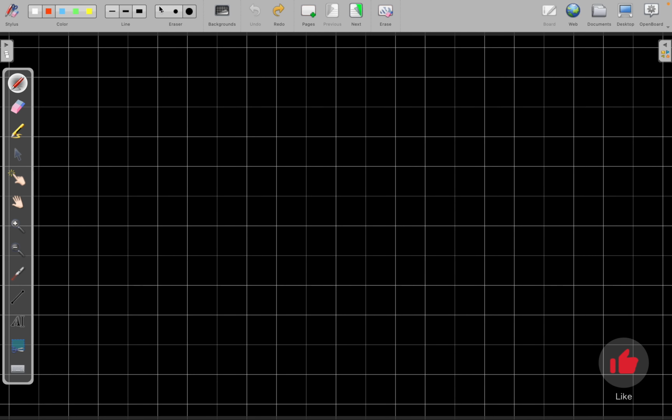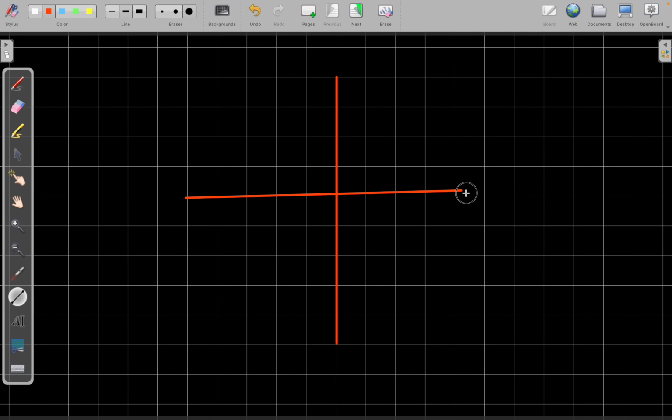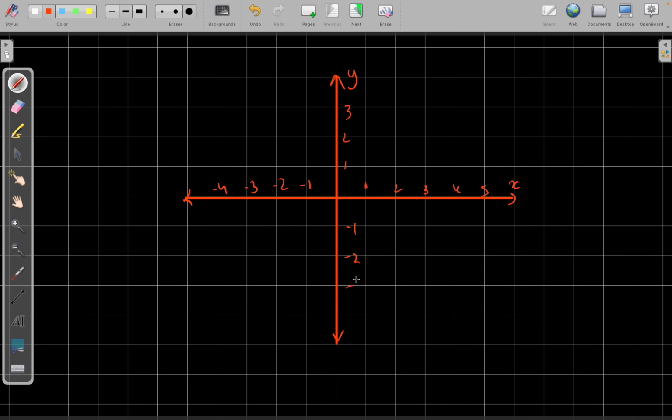Hello everyone. We're going to discuss coordinate geometry today, and I'm just making my coordinate plane. I hope you know about the Cartesian plane already. It has x and y axes, which are labeled 1, 2, 3, 4, 5, and minus 1, minus 2, minus 3, minus 4 on each axis.